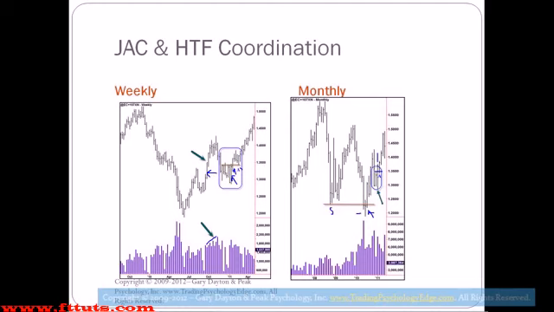HFT, Gajendra. Is that how you would pronounce your name? Am I getting it fairly close? Gajendra? Good. Okay, good. I want to make sure. HFT, Gajendra, means higher time frame. Okay, higher time frame. Would I have entered on the first pullback before A?